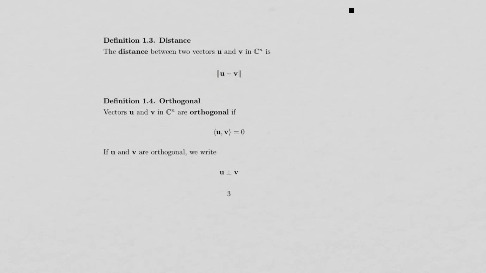Another key definition is orthogonal. So we say two vectors are orthogonal if their inner product is 0. It's very straightforward. And if they are orthogonal, we will often write u and then this perpendicular symbol from geometry, which in linear algebra means orthogonal. So this is read u is orthogonal to v, and it means the inner product is 0.